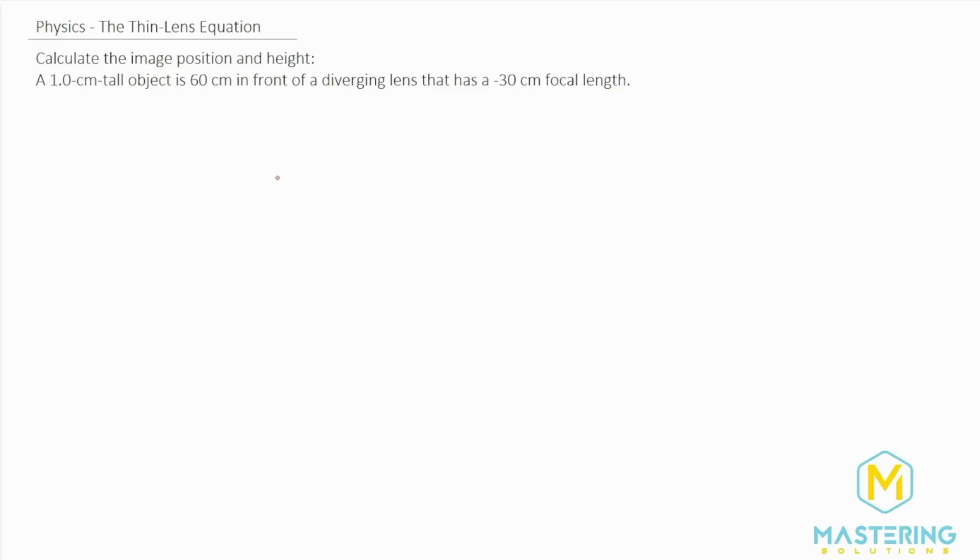Welcome to Mastering Solutions. We don't have to draw a ray diagram for these ones. We're going to use the equations to solve for the image position and the height.